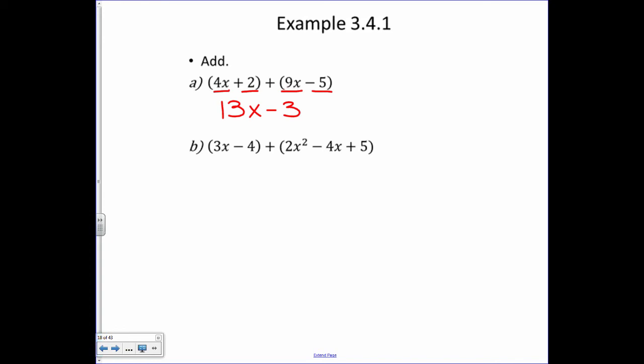For the second example, 3x minus 4 plus 2x squared minus 4x plus 5. Notice there's only one term with x squared, so we'll just keep that term the same. 3x minus 4x, well, 3 minus 4 is minus 1x. And negative 4 plus 5 will give you plus 1. So remember, you're just adding like terms.